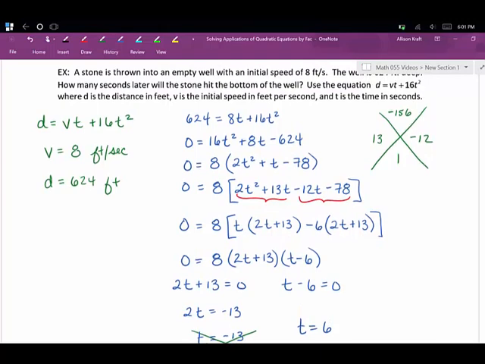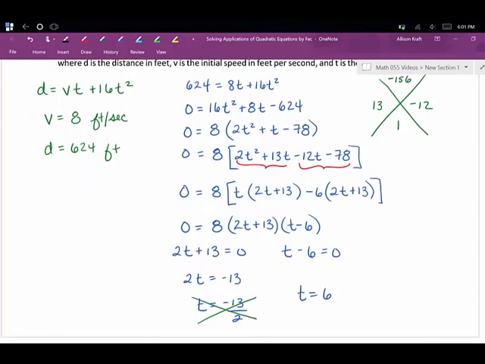Next, we want to make sure we've answered the question. The question is, how many seconds later will the stone hit the bottom? T equals 6. We just need to include our unit. It's going to take 6 seconds to hit the bottom of the well.